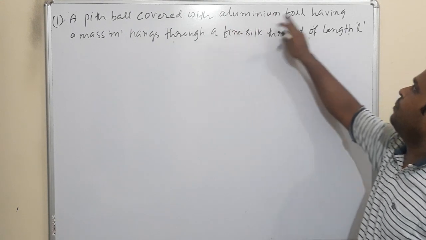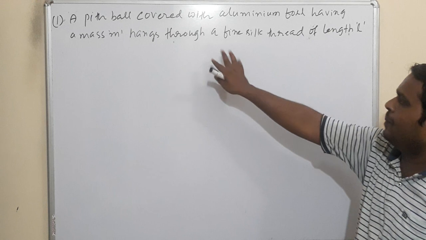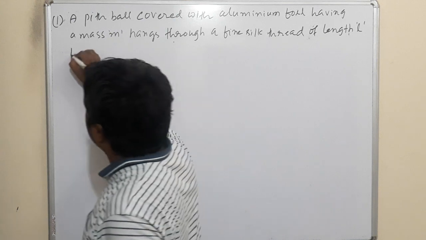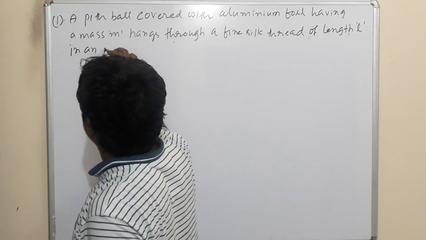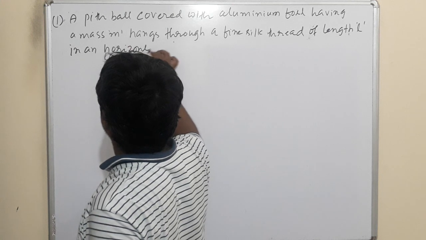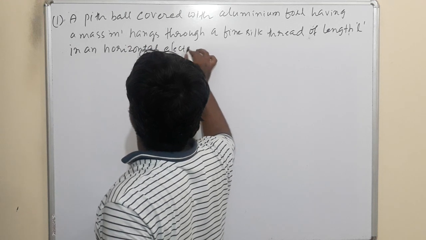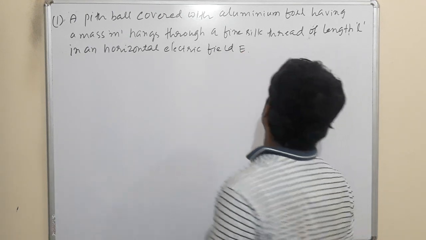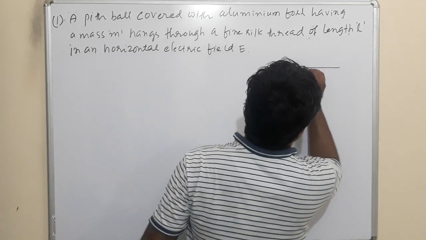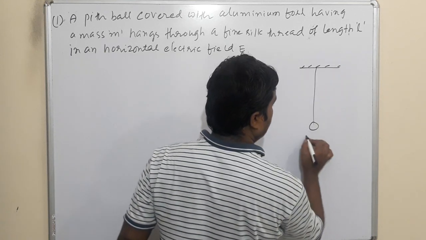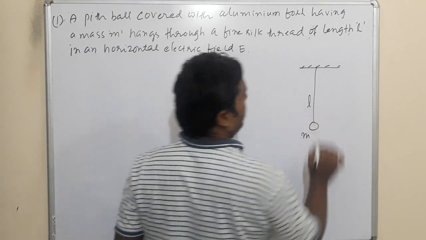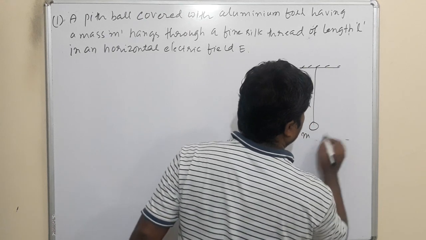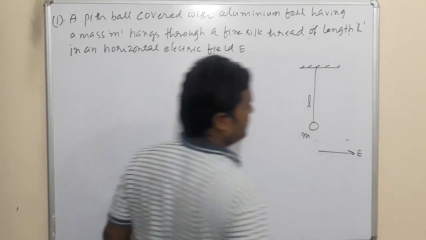A pith ball having some mass M, covered with aluminium, hangs through a fine silk thread of length L in a horizontal electric field E. See, this is a pith ball having some mass M. It is hanging by a fine silk thread in a horizontal field E. This is the horizontal field. The field is acting in this direction.